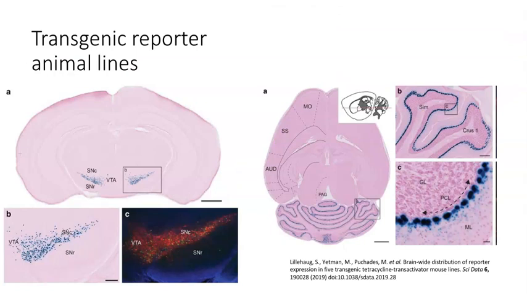It's also possible to make transgenic reporter animal lines. Now, these are going to be mice, or they could be some other kind of model organism, which is stably expressing a label for a particular region. Here, for example, we have a line on the left, which is expressed only in the dopaminergic neurons of the ventral tegmental area and the substantia nigra. On the right, we have a line that's stably expressing a protein in the Purkinje cell layer of the cerebellum.